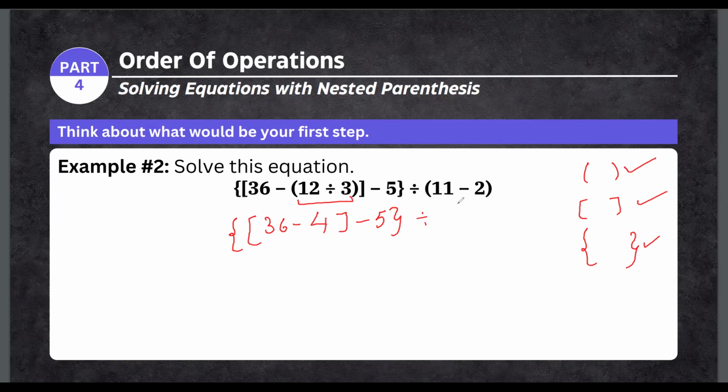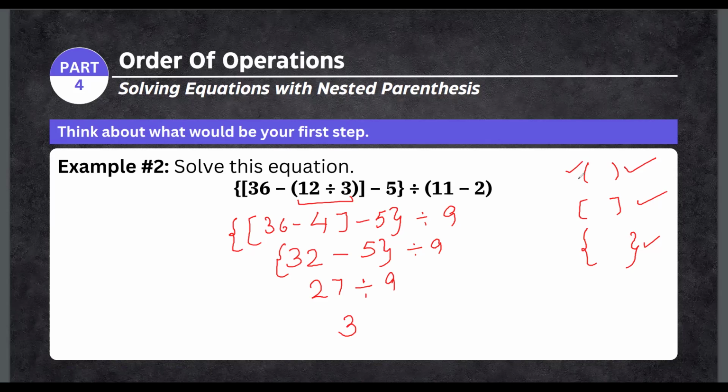Now outside the bracket, we have this curved bracket as well. 11 minus 2 is 9. Next, I'm solving this bracket: 36 minus 4 is 32. Sorry, it is minus 5, not divide. Minus 5. Then the curly bracket, divide by 9. 32 minus 5 is 27, divide by 9. And 9 times how much is 27? It's 3.